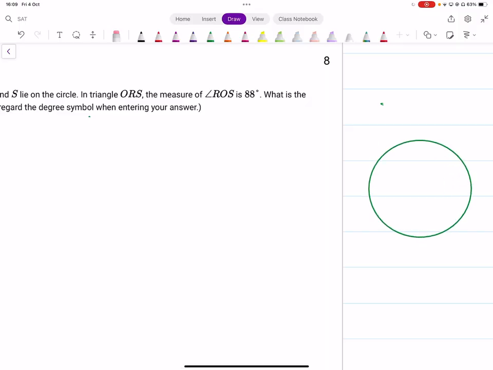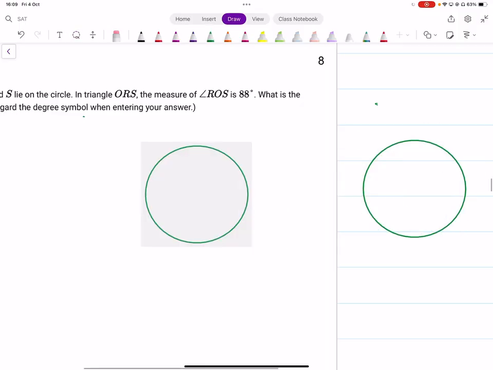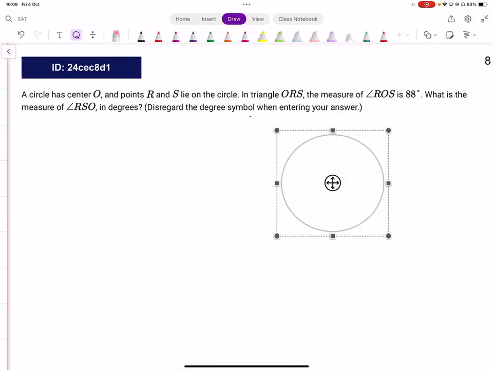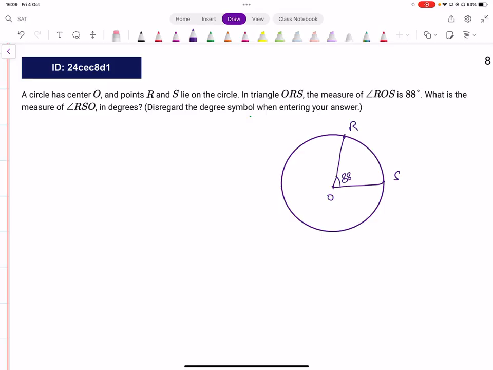It will make things easier if you draw a rough sketch. So let's say this is a circle. Now, what are they saying? R and S are 2 points that lie on the circle. If this is the center, let's say this is R and this is S somewhere, this angle ROS they are saying is 88 degrees. That's the information that we're given. What's the measure of angle RSO in degrees? So you're looking for this angle.